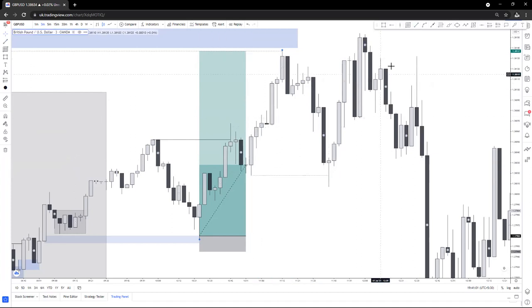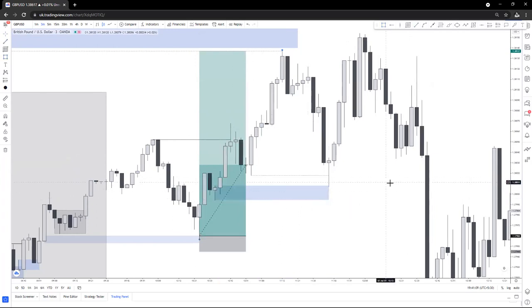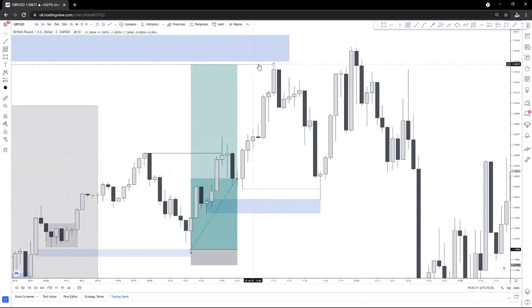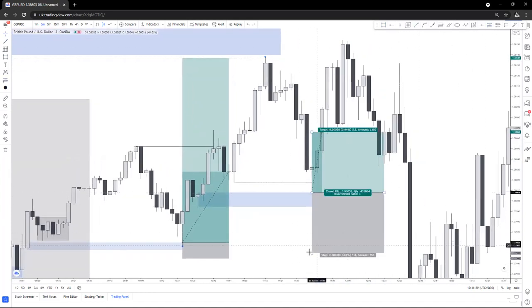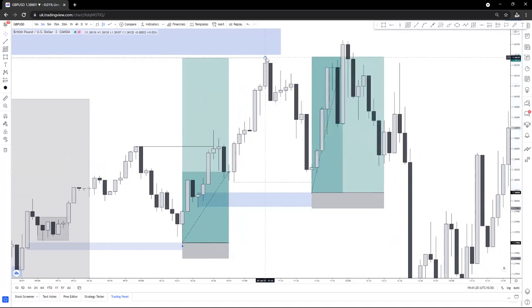And what do we have right here? Imbalance and a POI. You see that? So then, I know that even though this trap has been taken out, it did not really fill the imbalance. So then, I'm buying from here, stop loss below this low. What would my target be? This high.